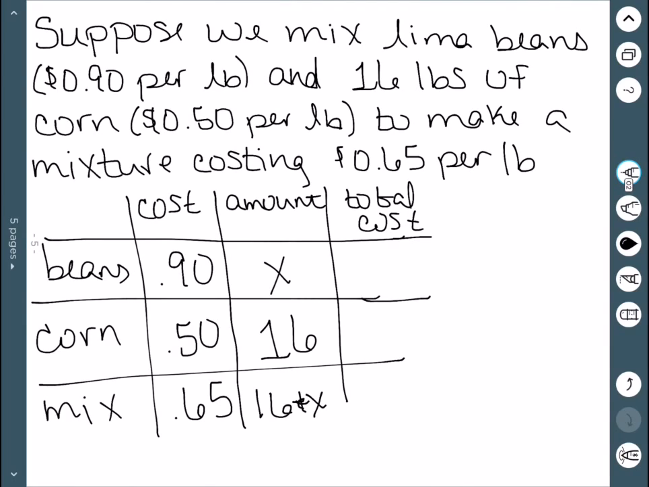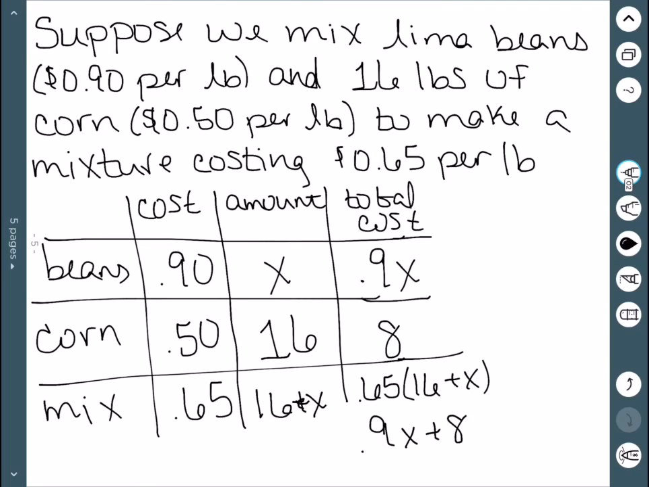As far as our cost, well, if we multiply the cost per pound times the amount of pounds, we get our total cost. So the first one, 0.9x. The second one, 0.5 times 16, which gives me 8. And then my last one is just 0.65 times 16 plus x. Ultimately, our goal here is to take how much the beans cost plus how much the corn cost and get the mixture. So now I have the equation I need to solve.